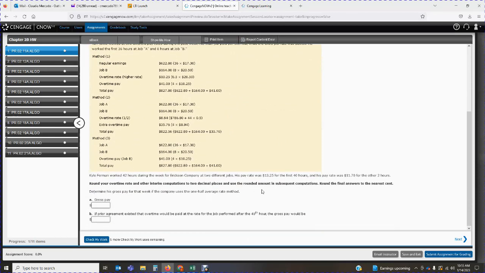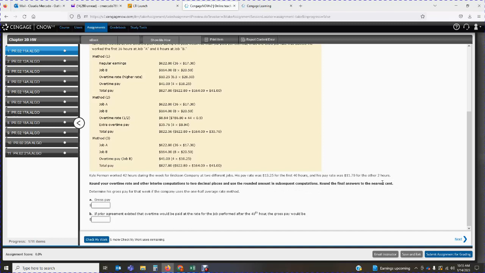Now that I'm here, let me mention the rounding. Please practice your rounding. Students have a lot of issues rounding. Read the instructions carefully. It says here, round your overtime rate and other interim computations to 2 decimal places and use the rounded amount in subsequent computations. Round the final answer to the nearest cent.